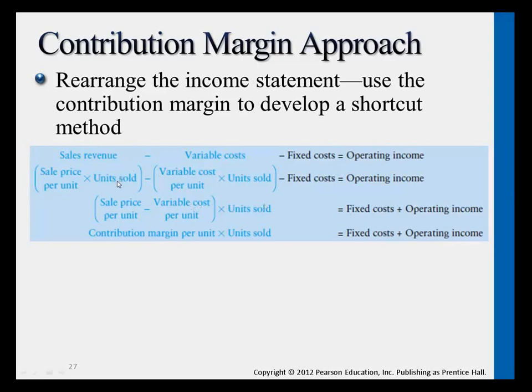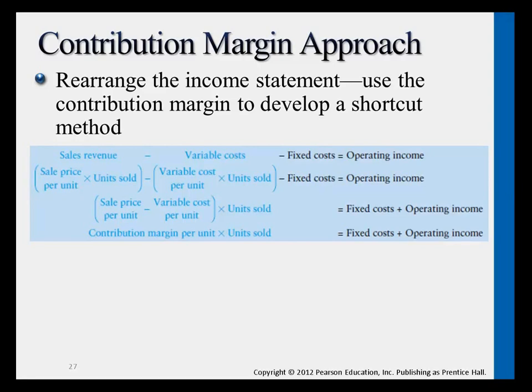Okay? So now what we're going to do, we'll take units sold out of brackets, and what are we going to get? Sales price per unit minus variable cost per unit. Brackets closed. We multiply by units sold. And we also move the fixed cost to the right, so fixed cost plus operating income. Right? So now we know that the contribution margin per unit is the difference between sales price per unit and variable cost per unit. So here you go. We have contribution margin per unit multiplied by units sold, and that's equal to fixed cost plus operating income. So now let's derive this shortcut equation.